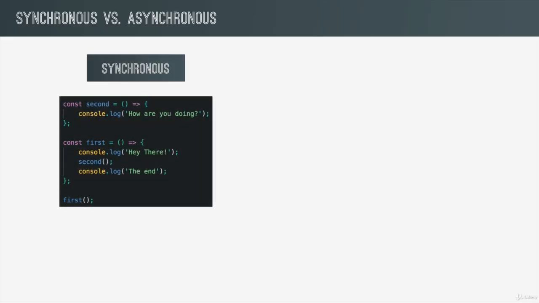So all the code we've been writing in this course up until this point has always been synchronous code, which simply means that one statement is processed after the other, line by line, in a single thread in the JavaScript engine. So something like this is an example of synchronous JavaScript, where the first function is executed, logs "hey there" to the console, calls the second function, which then prints "how are you doing" to the console, and then finally the end is logged to the console. So one instruction after the other in a synchronous way.